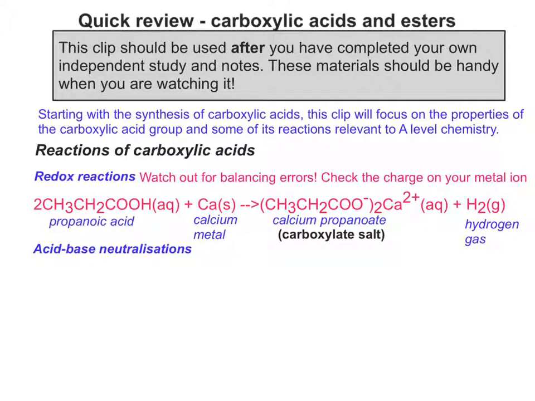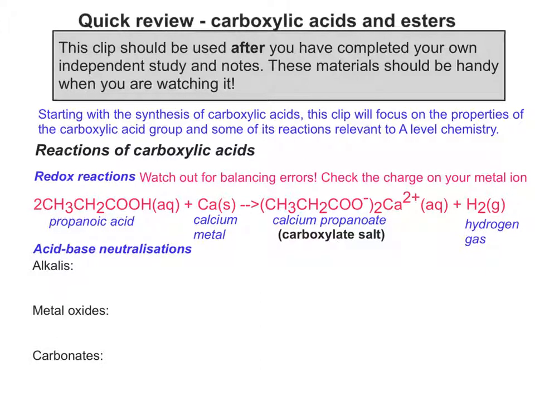And a good tip at this point is to watch out for balancing errors. Always check the charge on your metal ion, because the carboxylate ion is always -1. So therefore, if you use calcium, it's going to be 2+, so therefore there are 2 carboxylates.